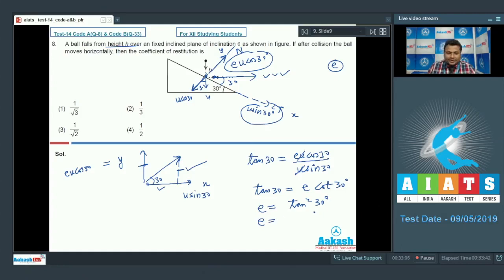After solving, tan 30 is 1 by root 3, tan square is 1 by 3. So the coefficient of restitution, that is e, is given by 1 by 3. Option number 2 is absolutely correct. So we will go with option number 2 only. Now move on to the next, that is number 9.